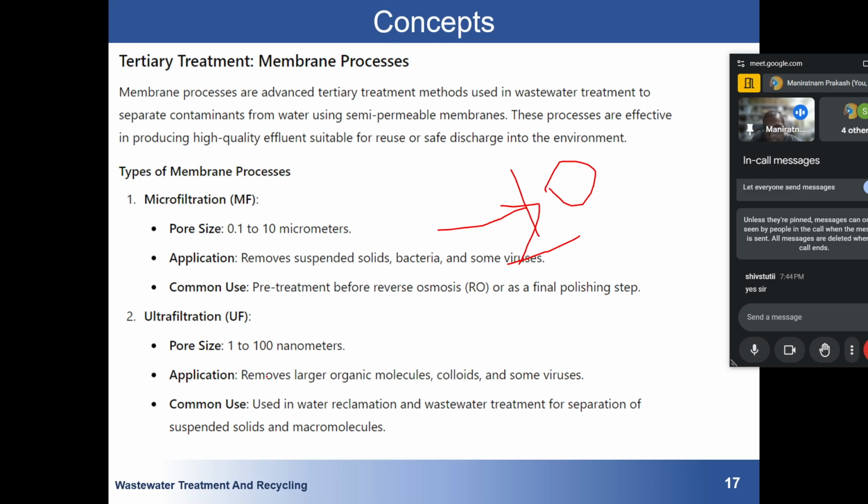Then we have ultrafiltration, that is nano filters, that is 10 to the power minus 9. This much is 10 to the power minus 6, and this one is 10 to the power minus 9. It removes larger organic molecules, colloids, and some viruses. Used in water reclamation and wastewater treatment for separation of suspended solids and macromolecules.